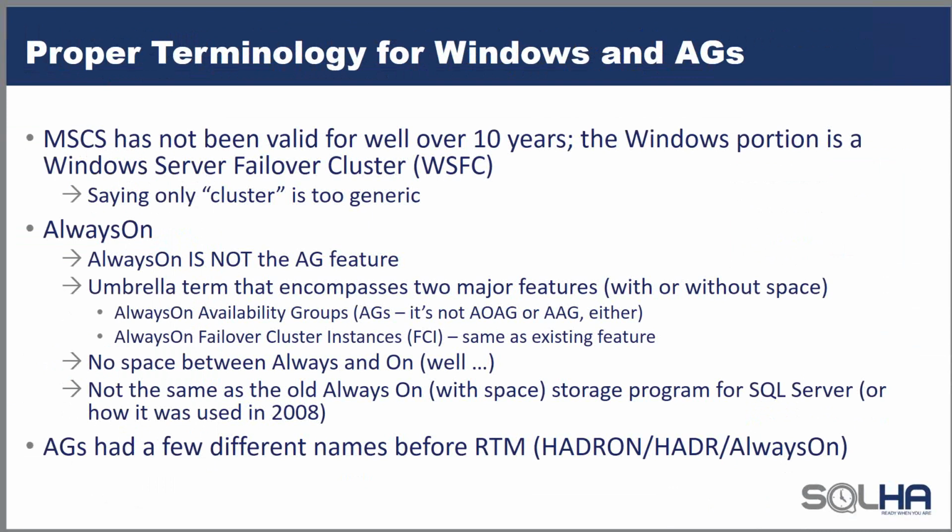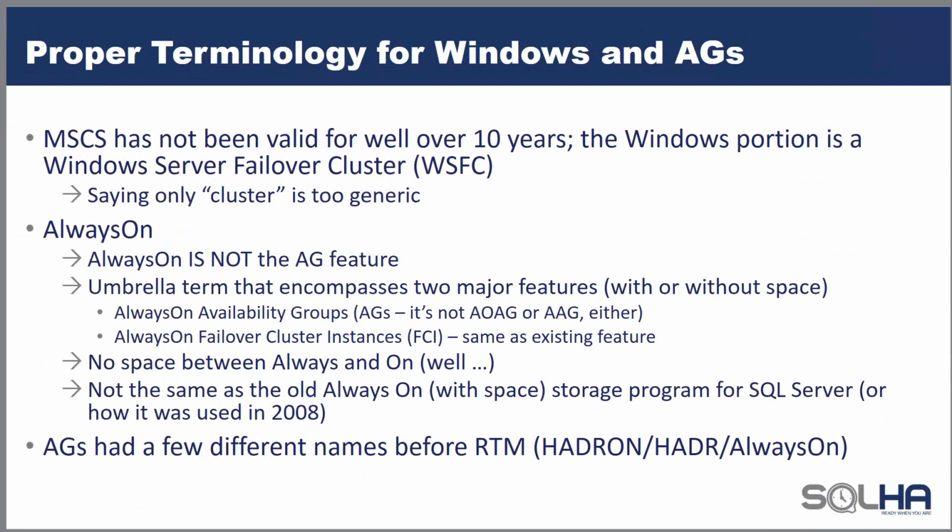Now, you'll see remnants of HADR. If you look at the DMVs for availability groups, some will be like sys.dm_hadr, or whatever. If you didn't know that the feature was called HADR, that wouldn't make sense to you, but that's why it's the way it is. So when you're talking about availability groups, you should always use the words availability groups, and if you're abbreviating to AGs, it's not AOAG, it's not AAG, it's just AG. It helps everybody have a common basis for speaking about these things.